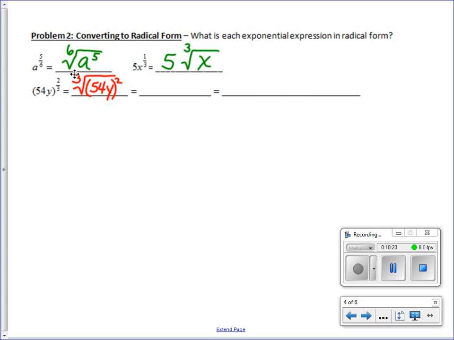Now, in this situation, it's going to be best if we write out the factors of 54. We know that 54 can be written as 9 times 6. We have 9 times 6, and then times y. And let's go ahead and square it. So we could write it again as 9 times 6 times y.